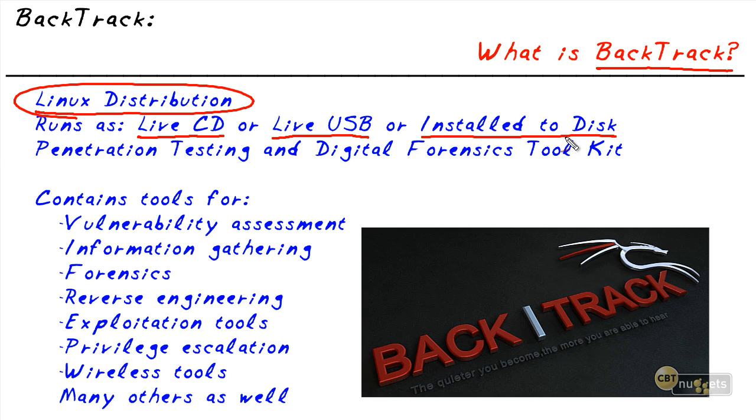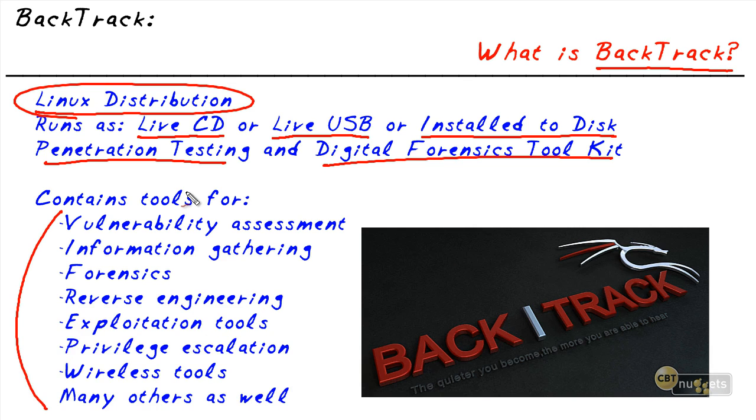Another option is to install Backtrack, the distribution, to the hard disk. So you can either take the entire hard disk or you can partition the hard disk. Now we don't have to worry about having a specific CD or a specific USB drive to boot from. You can simply boot from the actual hard drive on your own laptop. And it's really a penetration testing tool and a digital forensics toolkit, and that toolkit contains a boatload, literally hundreds of tools that we can use for all of these purposes.